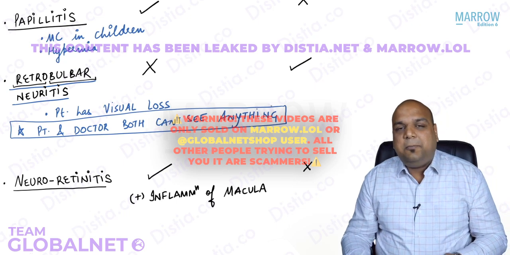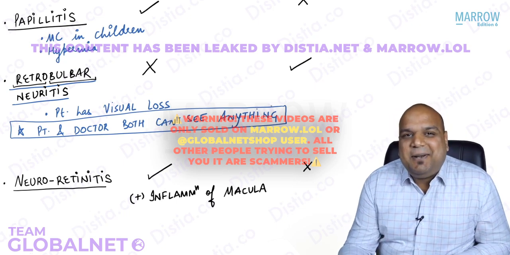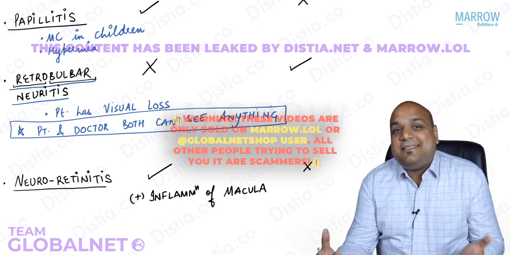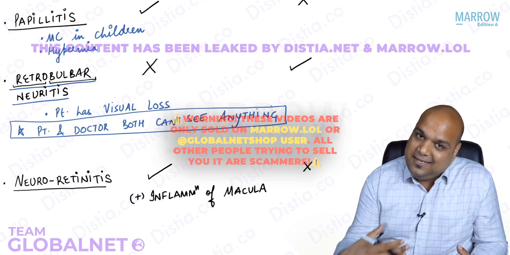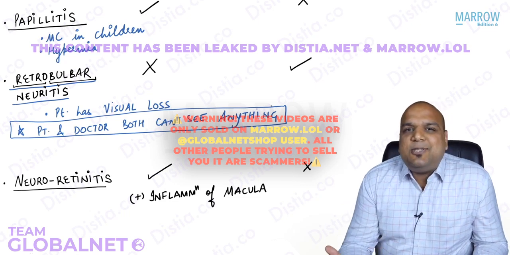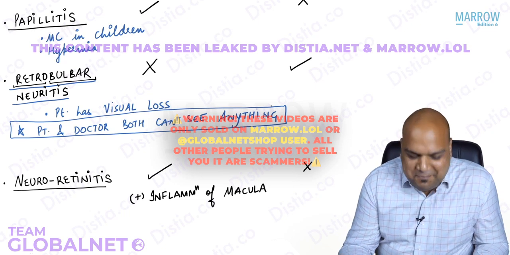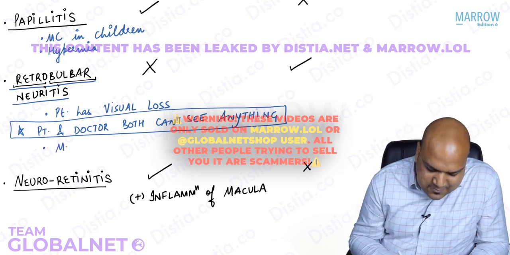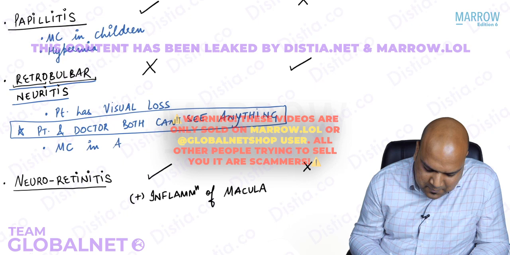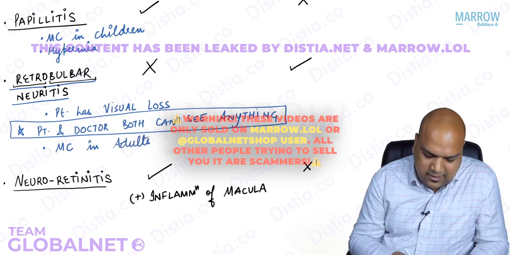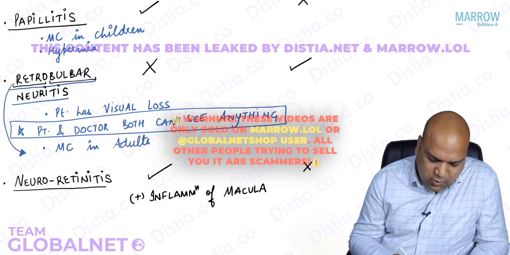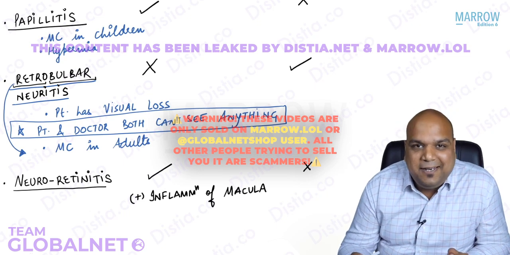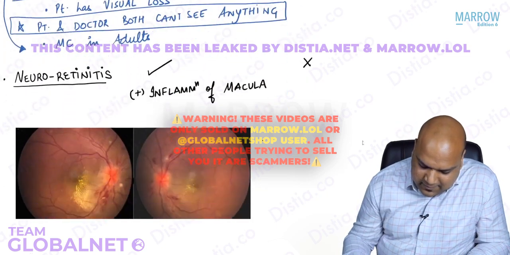I hope you understand what I'm trying to explain to you in retrobulbar neuritis. The patient can't see anything because the patient has disease. The doctor can't see anything in the eye of the patient because the optic disc is absolutely normal. This condition is most common in adults. Retrobulbar neuritis is most common in adults. Am I absolutely clear? Now, neuroretinitis, everybody.